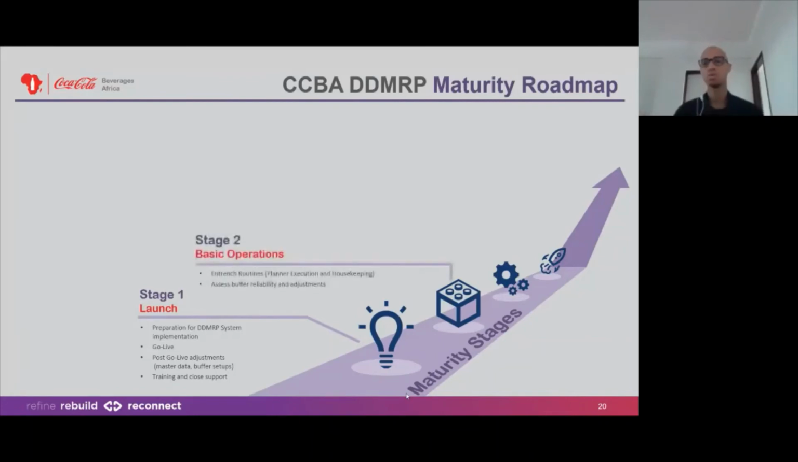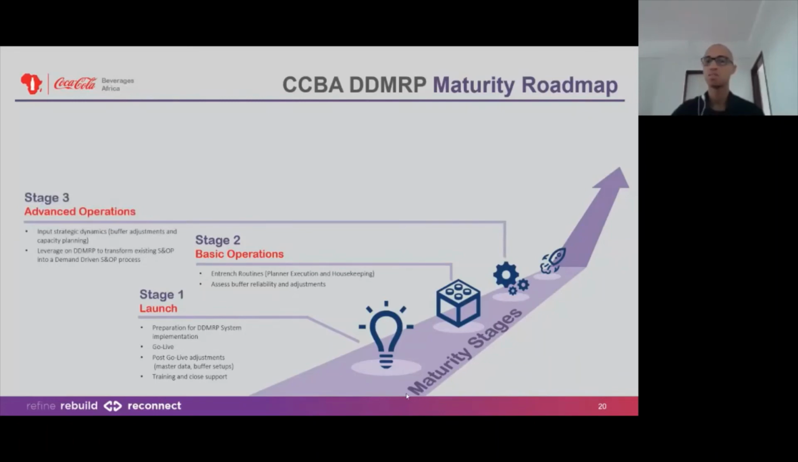Then stage two, if a country scores around stage two, it would mean that they're already running the system. They've had some time running it. They've got the routines of the planners entrenched. They're doing housekeeping pretty okay. And then they're starting to understand concepts of buffer assessment, the buffer adjustments, how to influence the buffers or how to use them to have the lowest out of stock or the highest stock availability.